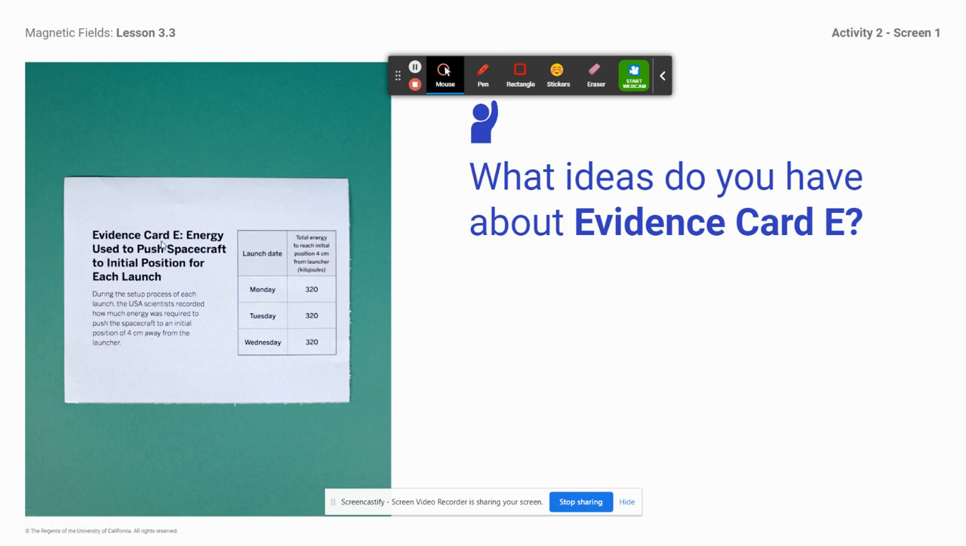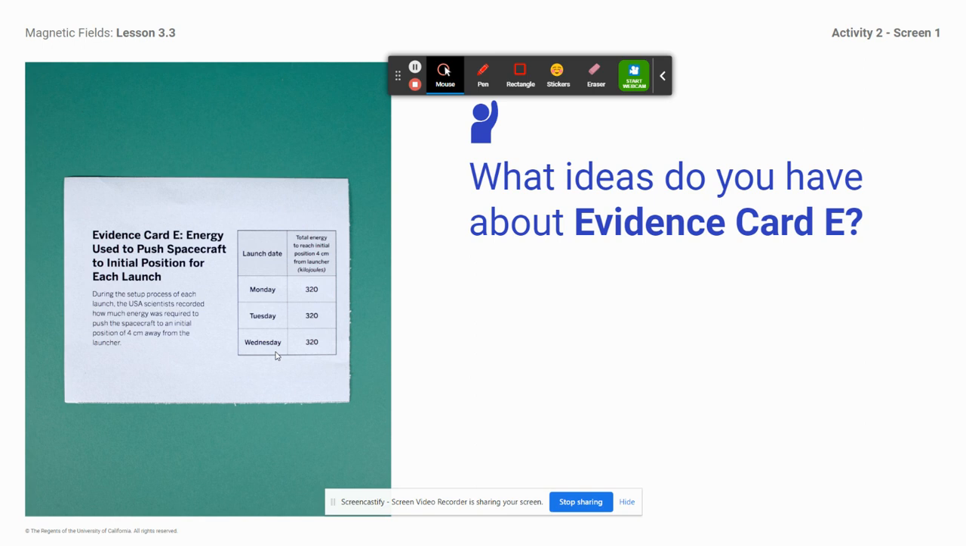Evidence card E reads, energy used to push spacecraft to initial position for each launch. So that's what this data is showing. It's showing how much energy was needed to push the spacecraft into that launch position. It says during the setup process of each launch, the USA scientists recorded how much energy was required to push the spacecraft to an initial position of 4 centimeters away from the launcher. Now, you might ask why all 3 days are being tested at 4 centimeters. The reason for that is because we're trying to isolate variables to make sure that we only have one thing that's being tested.